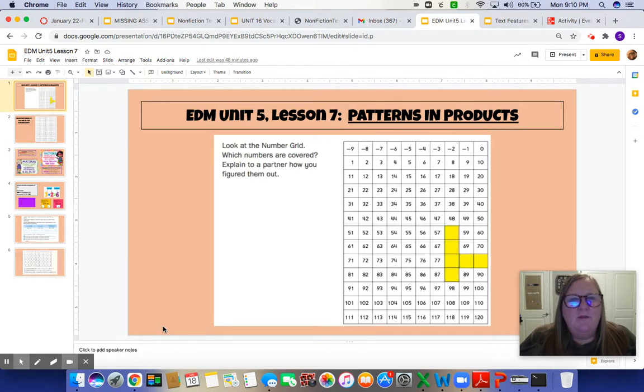So I would like for you to look at this grid. It says, look at the number grid, which numbers are covered. And it says, explain to your partner how you figured them out. You can tell somebody at your house, or just think about it and maybe write it down. And I'll give you about 15 seconds to see if you can figure that out.